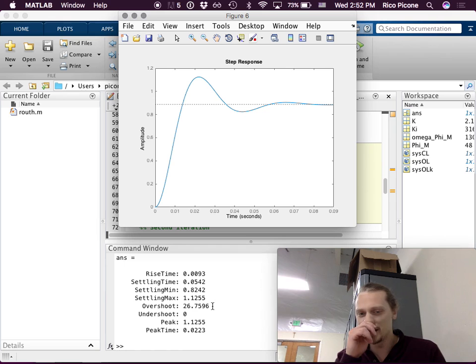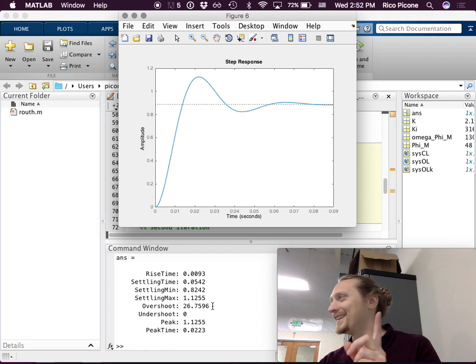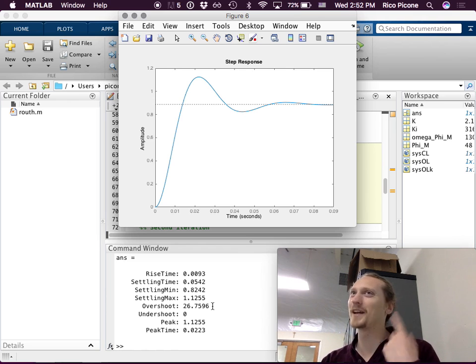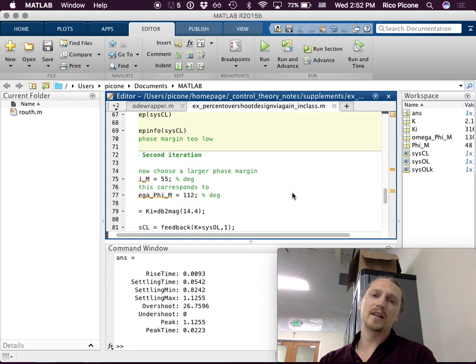So now all we need to do, you could do a few things. You could either just tweak this gain, probably the easiest thing to do, just tweak the gain and keep checking the overshoot, because that's probably going to be a pretty fast way to converge to the percent overshoot that you want. Or we could go back and do a second iteration. So let's do a larger phase margin. Let's just shoot for a little larger phase margin. So instead of 48 degrees, we'll go a little larger. We'll go to 55 degrees.